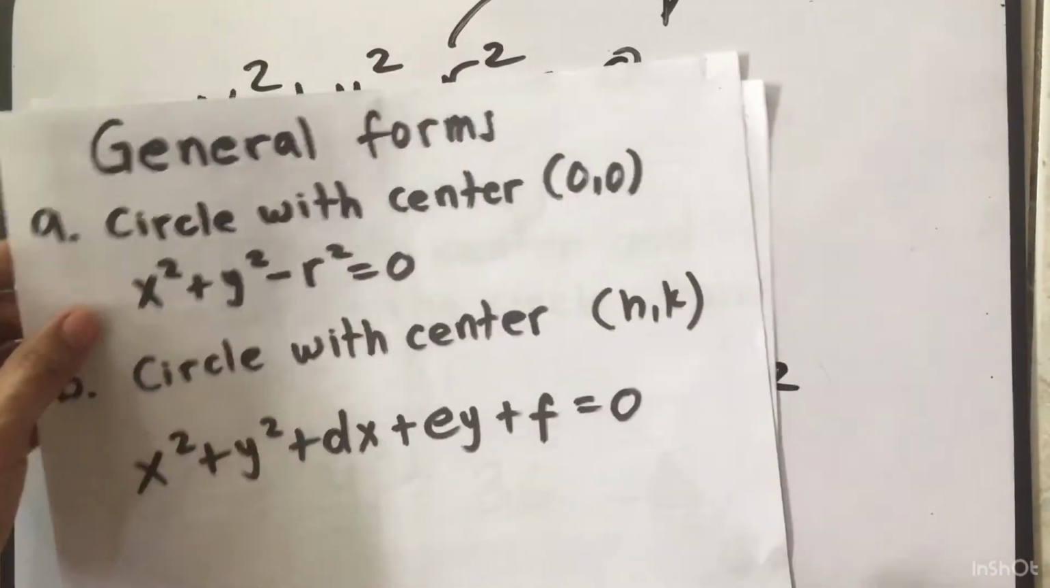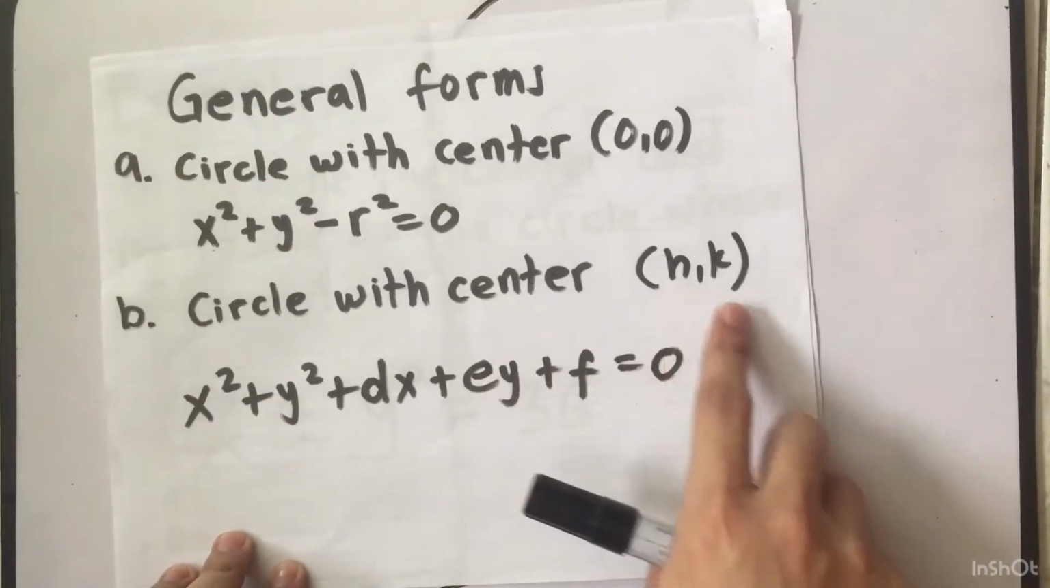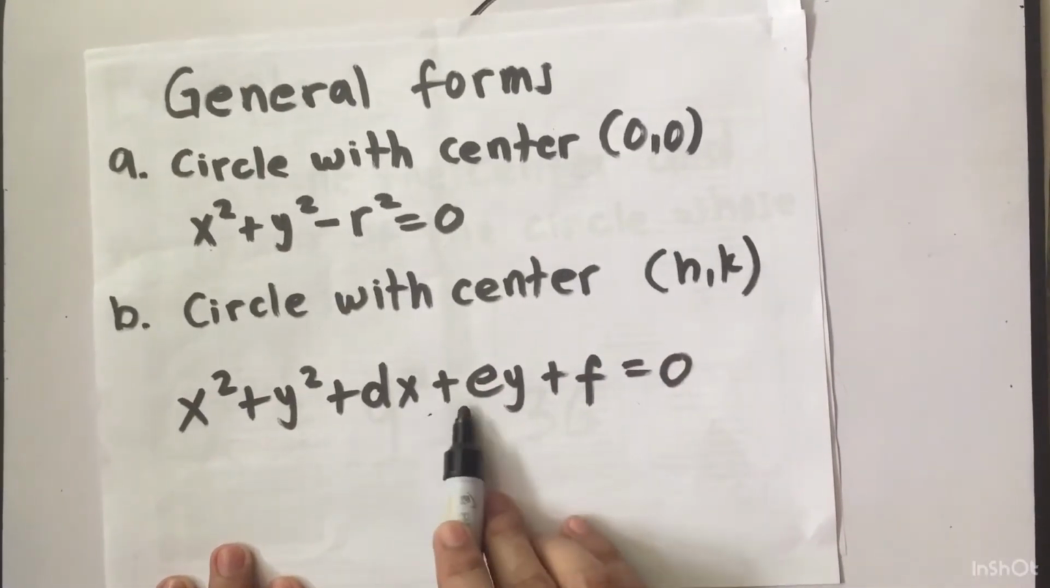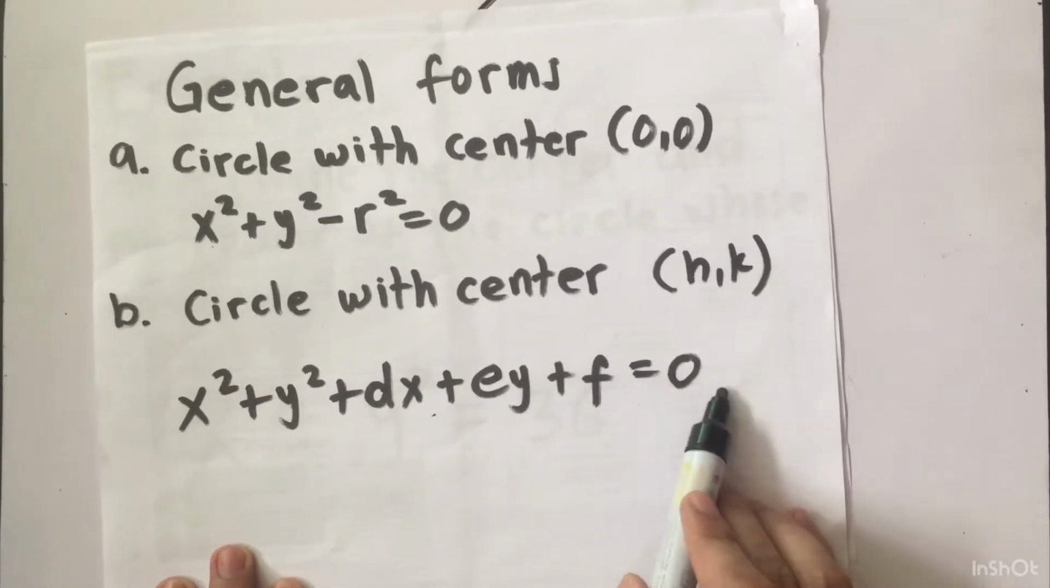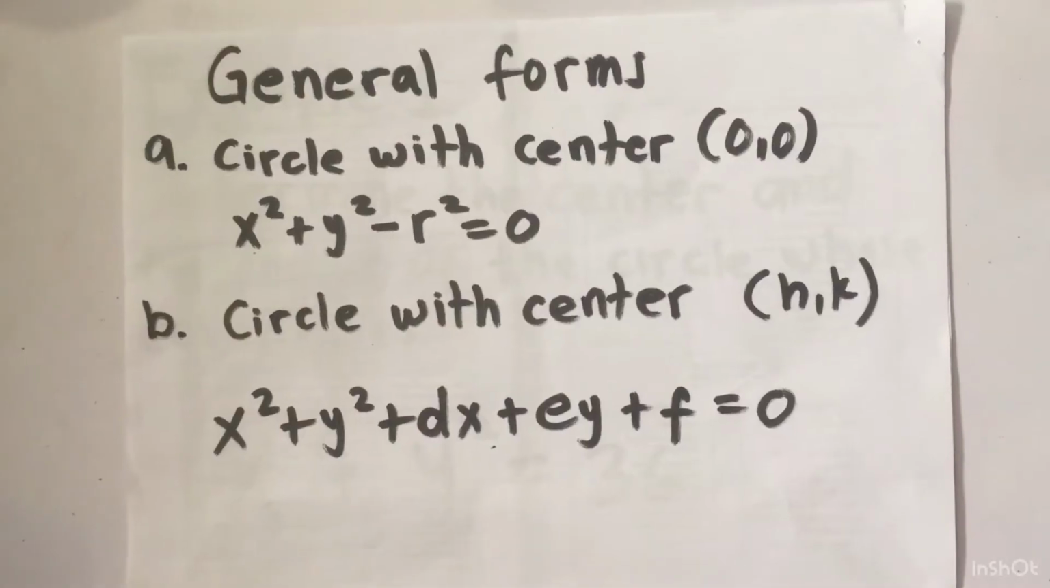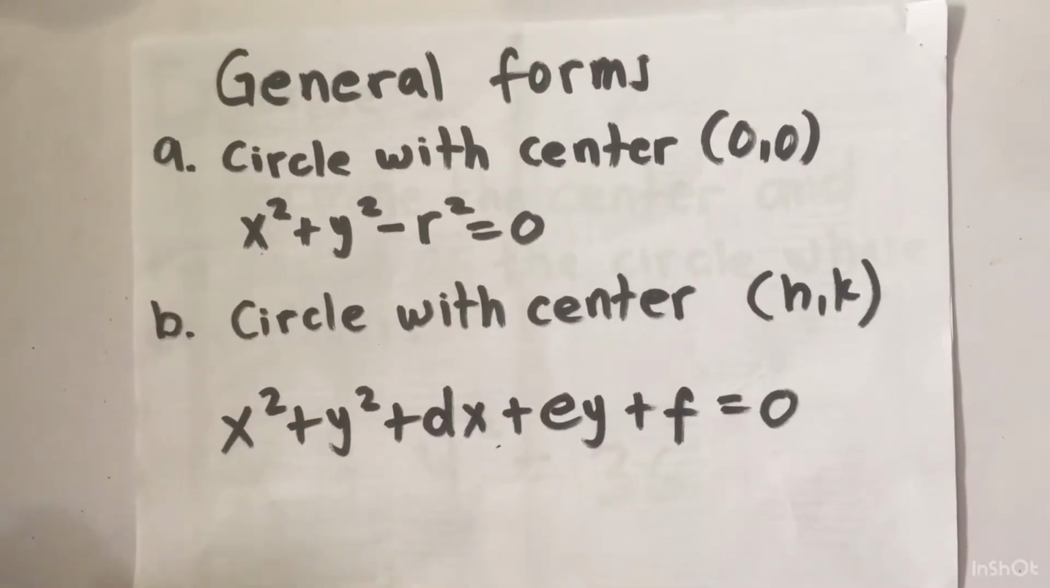Next is circle with center (h, k). So we have x squared plus y squared plus Dx plus Ey plus F equals 0. D, E, and F are constants. This time, I'm going to show you how to solve problems involving circle.